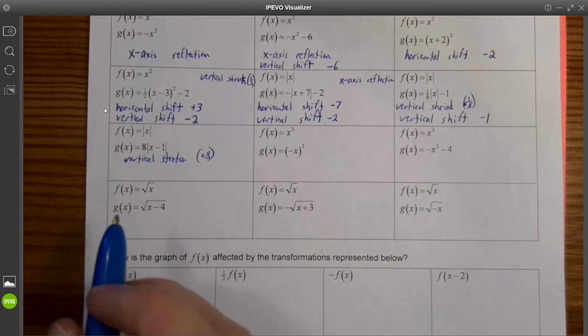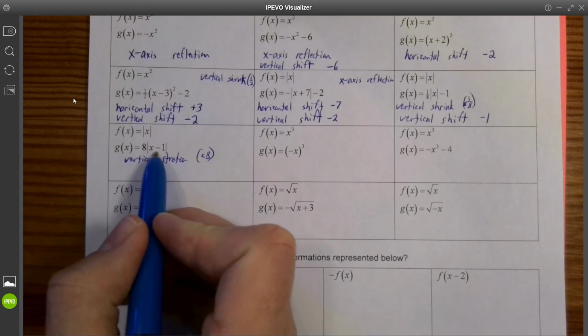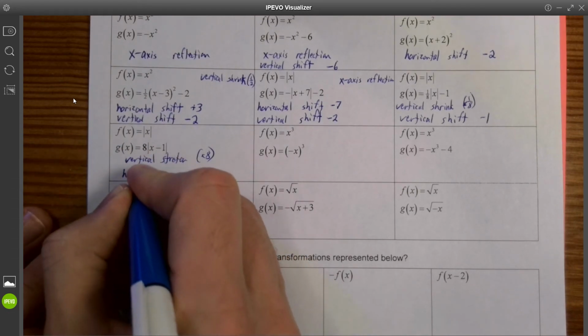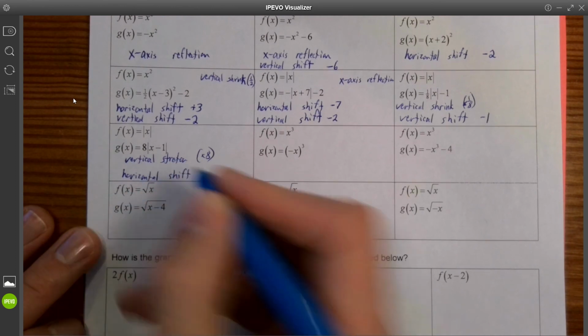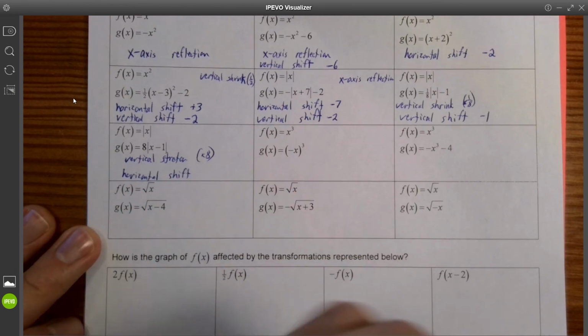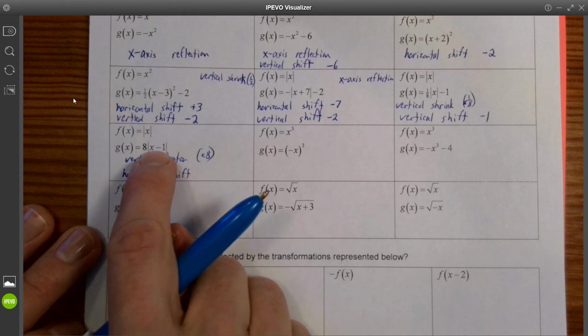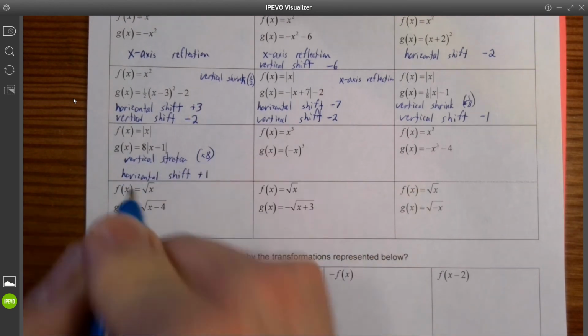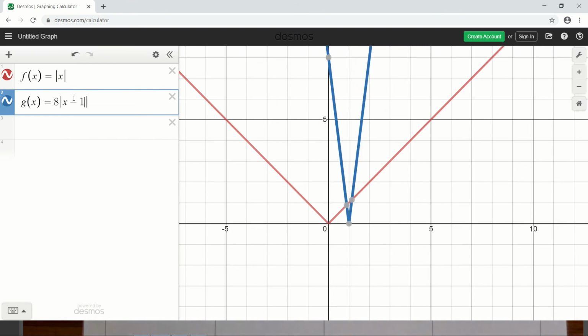And I also have x minus 1, and it's inside the bars. So check that out. It's inside the bars. That tells me it's horizontal. Horizontal shift. And it's going to be the opposite of what you would think. So it's no longer going to be -1. It's going to be +1. So it's going to go to the right one. It's backwards, and I'll prove it to you on the graph. There we go. Went to the right. Cool, huh? Yeah. All right.